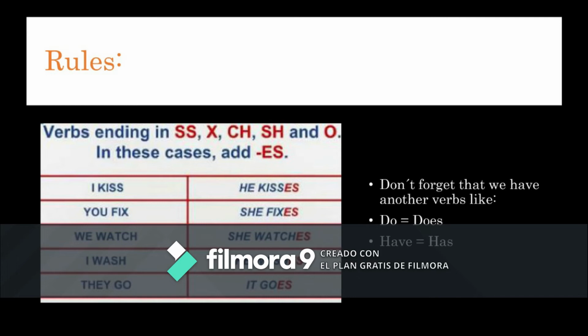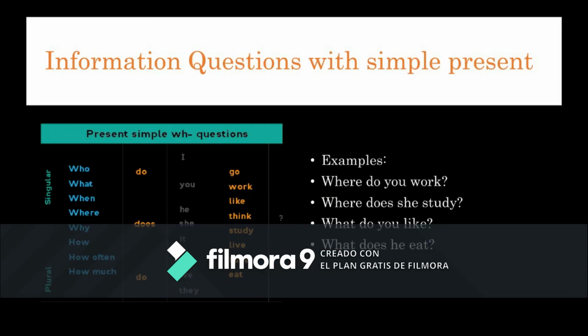Also, you don't have to forget that we have other verbs like do. We use does when we are talking about third person, or have, and we use has when we are talking about third person. For example, she has a cat, he has a car. In this part, we want to talk about information questions with simple present.